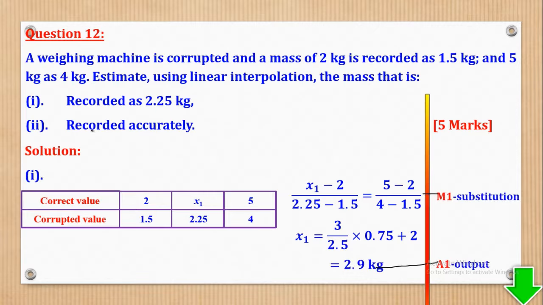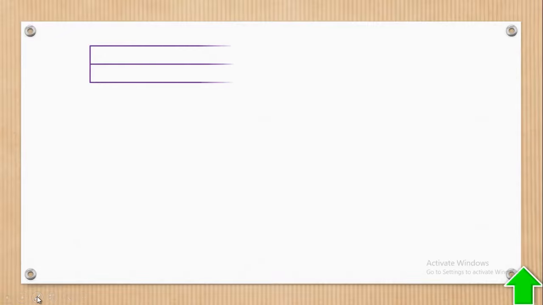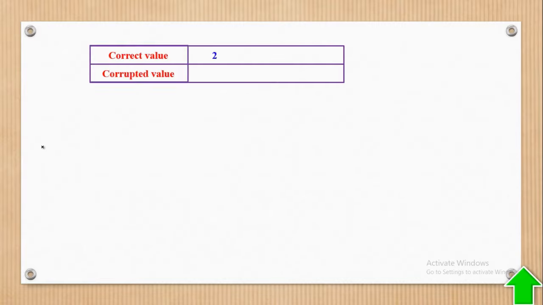Then Roman 2, they want the mass that is recorded accurately. So recorded accurately means that this corrupted value is the same as this correct value. That is when it will be recorded accurately. So shall come here. So those are the values. I think we'll say that accurately means the same values. The corrupted value is the same as the correct value.